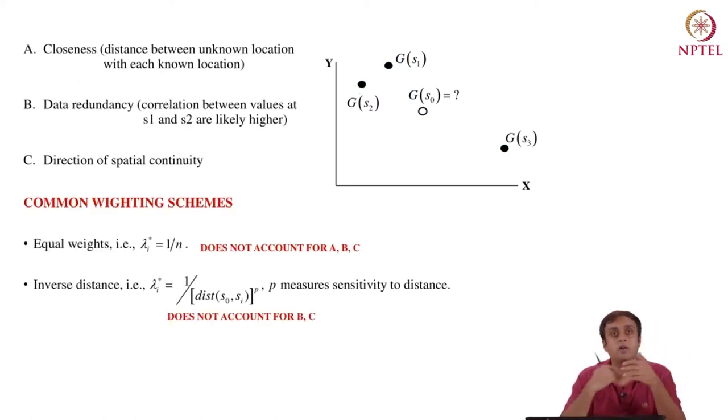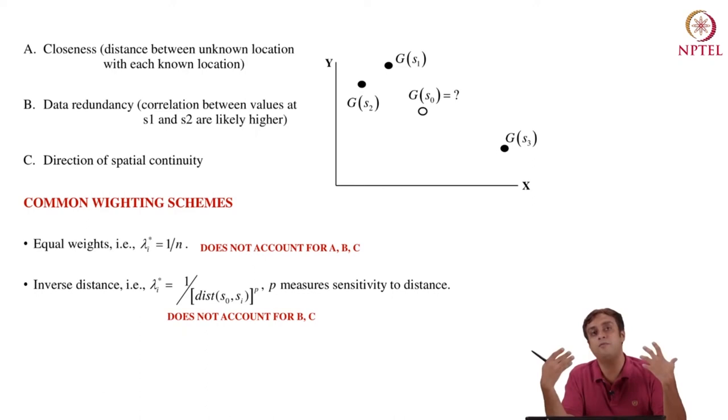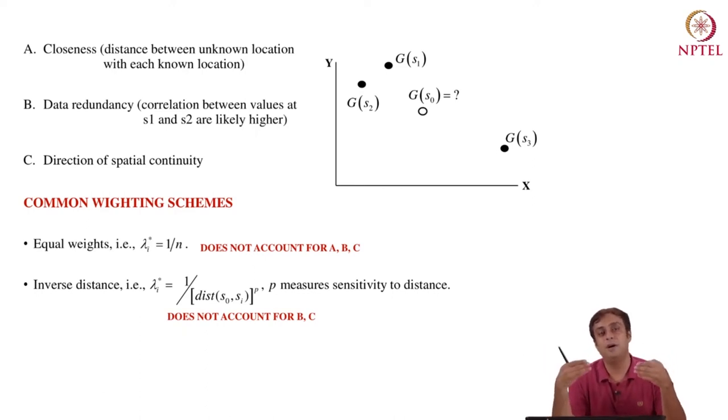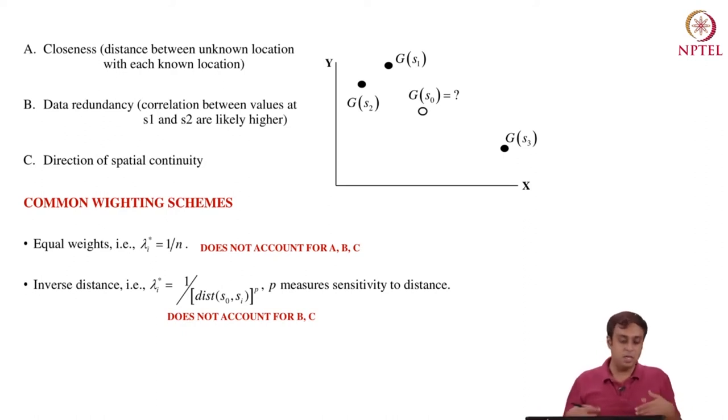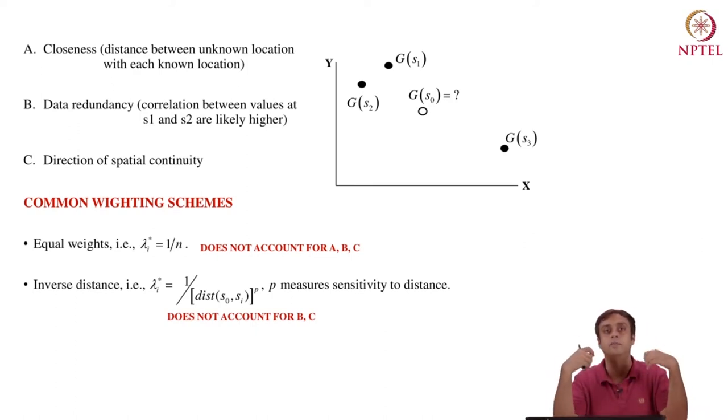Okay. Now, what are the common weighting schemes? If you have worked with spatial data, commonly what people do is they use equal weights, 1 over n. Like I said, if you have non-spatially dependent data, you basically put in 1 over 3, 1 over 3, and 1 over 3 to each of these values, calculate the mean, and you say, this is my prediction. This is my best guess.